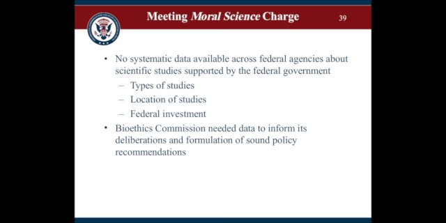In looking for an answer to that question, the Bioethics Commission quickly learned that such data was not readily available in any systematic way. Data such as what you see listed here, types of studies, the locations of studies, federal investment across the federal government. The Commission concluded that it needed such data to inform its deliberations for the Moral Science Report and went about collecting that data itself. The Commission's data gathering and analysis effort is what we've called the Human Subjects Research Landscape Project, or Landscape Project for short.